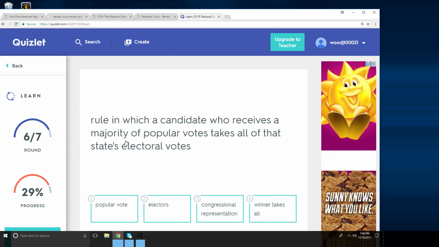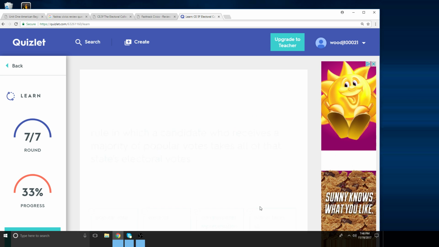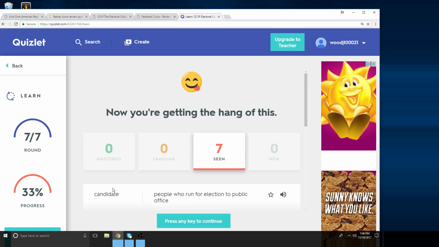Rule in which candidate who receives a majority of popular votes takes all that state's electoral votes. Winner take all. It even says, where is it? It doesn't say when. I thought it did, but it does say all. And it says takes. So, hopefully we don't miss out on the test.